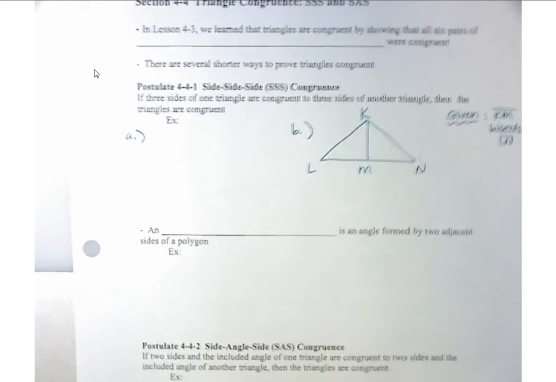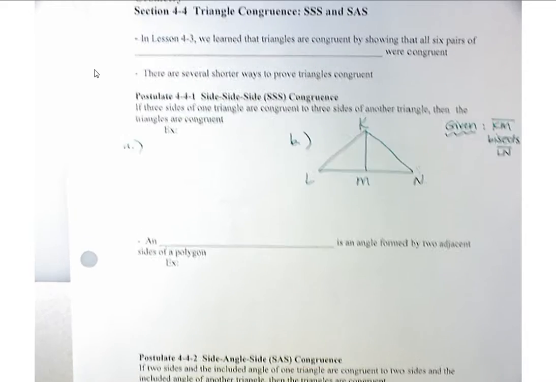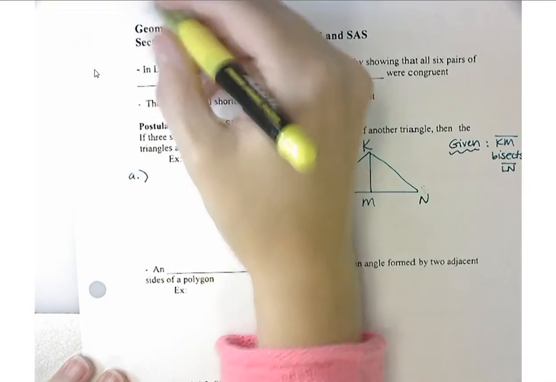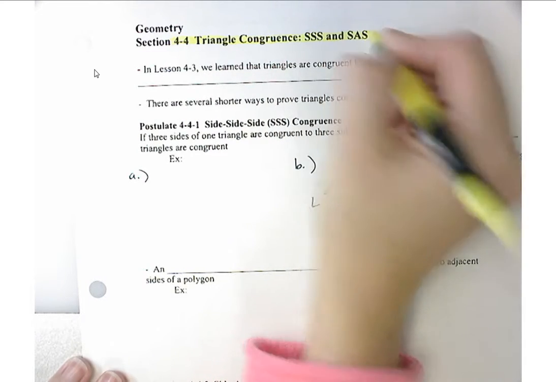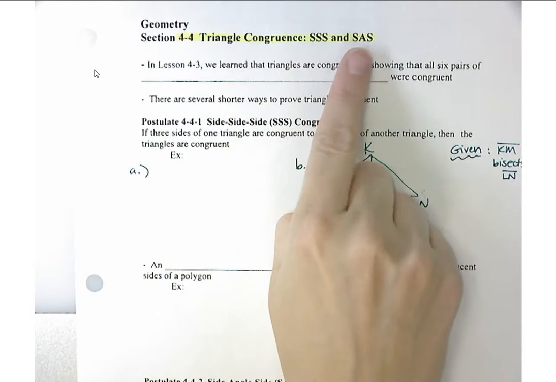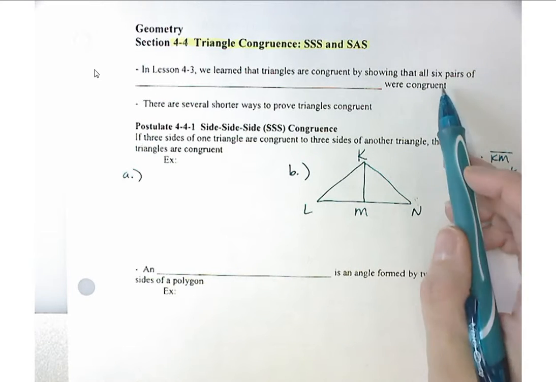Okay, for 4.4 and 4.5, we're going to learn new ways to prove that triangles are congruent. So we're going to first just review from last week. So 4.4 triangle congruence. By the end of today, we will know how to prove triangles are congruent by these two new reasons.